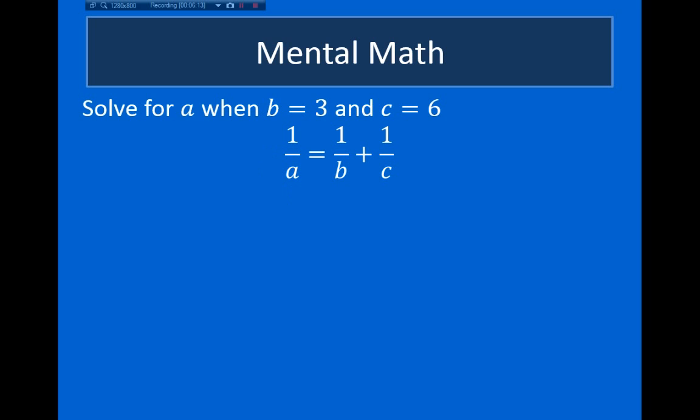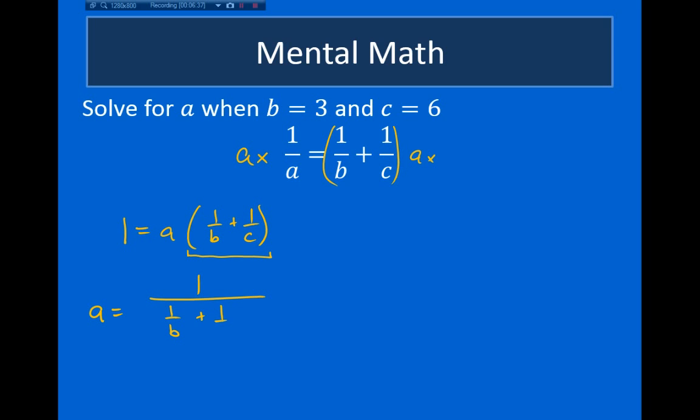Looking at this, if I'm trying to solve for A, what I should do is multiply both sides by A. So if I take A times this and multiply it on this side, over here on the left I have 1 is equal to, over here I have A times 1 over B plus 1 over C. And now if I divide off all of this in parentheses, I get A is equal to 1 divided by 1 over B plus 1 over C. And at this point I've solved for A.